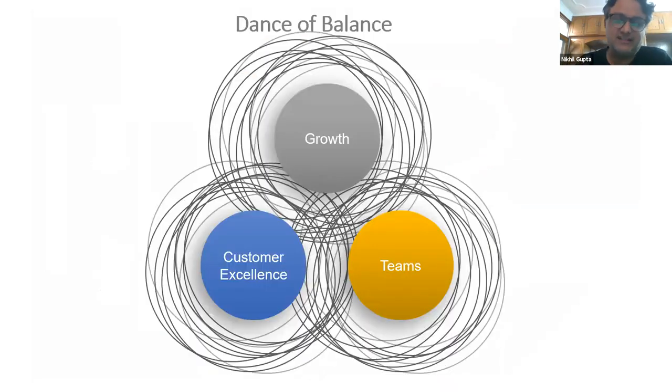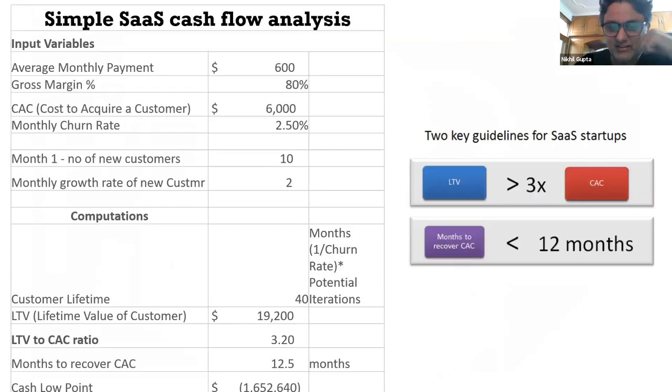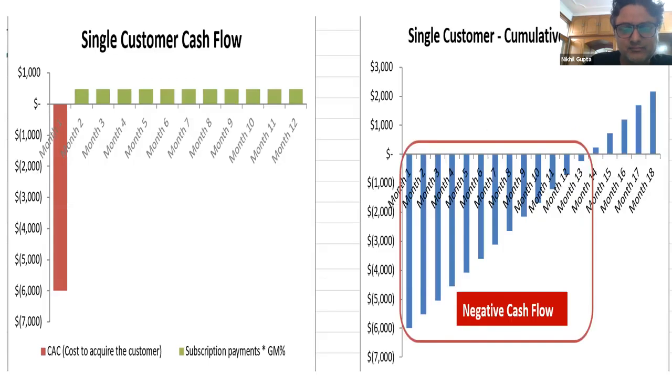So what happens is, like I said, the dance of balance between growth, customer excellence, and teams, right? So let's say you are a fiber optic company, and let's say you laid fiber optic in a society. There's a fixed cost you have to bear, right? The fixed cost can be 10-15 lakhs because you have to lay the cable, you have to dig. And you realize that the cost of acquisition of the customer is 6,000 rupees. And your gross margin is 80%, meaning direct cost is 20%. So obviously how much will you be left with if I take 80% of this, 420 rupees.